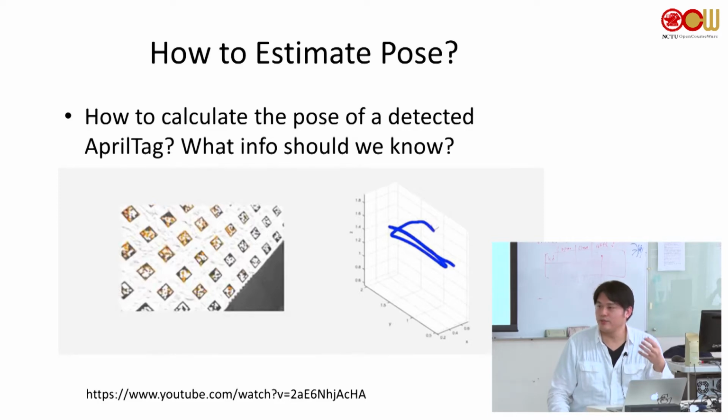We have the code in the repo, the April tag code, right? And we actually use it a lot in the Duckietown. So anyone, what information do you have to know in order to know the pose of a detected April tag? The camera pose, we usually assume it is just 0, 0, 0 for translation and no rotation. That's a typical setup. Yeah, what else do we need to know?